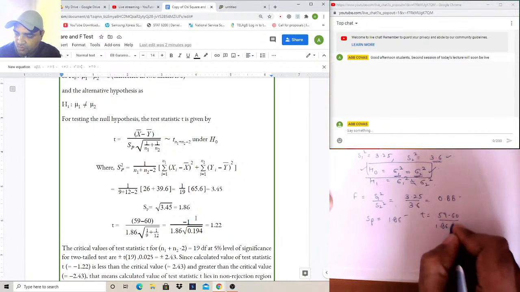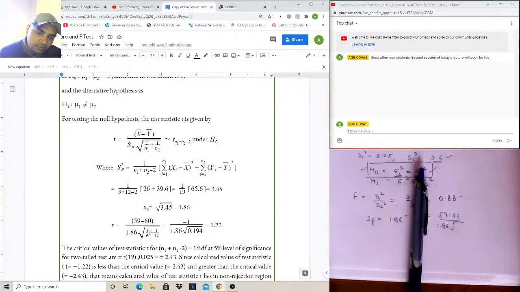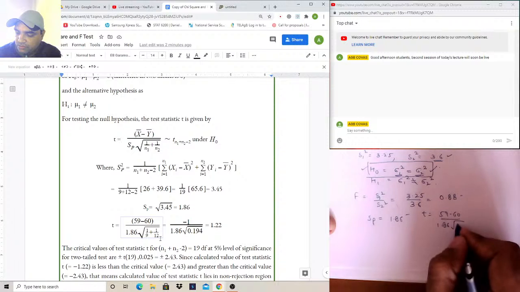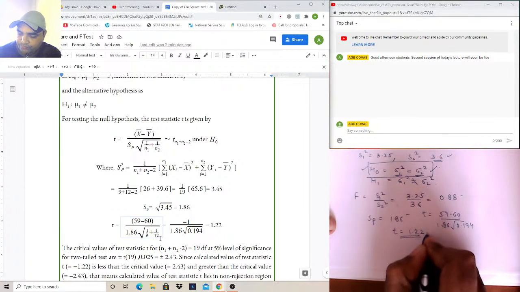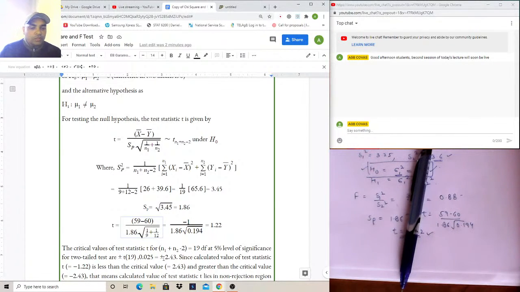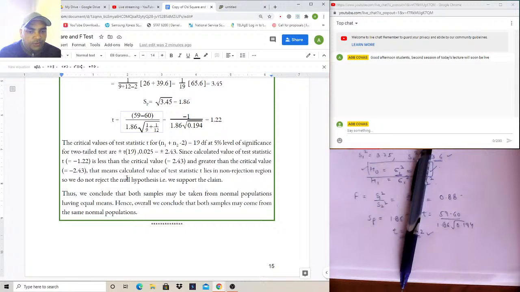Now for your t statistic, when you put in these values, that is 59 minus 60 upon 1.86 into the square root of 1 upon 9 plus 1 upon 12, which came out to be 0.194. The calculated t came out to be minus 1.22. Now the critical value at 19 degrees of freedom at 5% level of significance for a two-tailed test is plus minus 2.43.